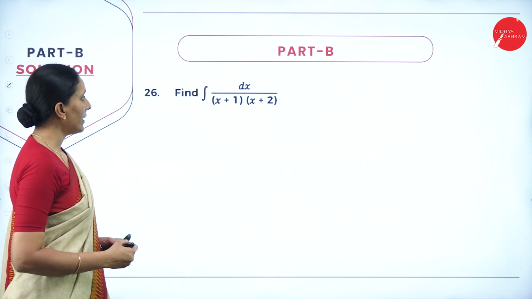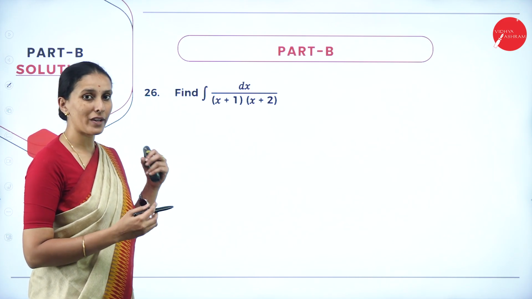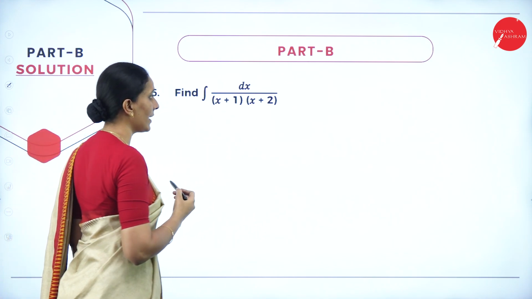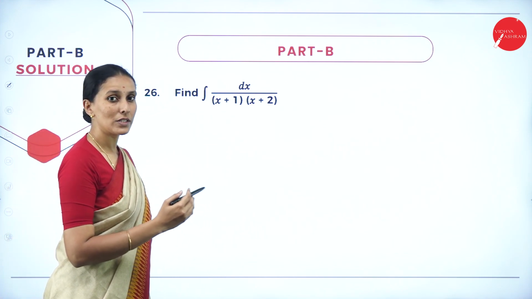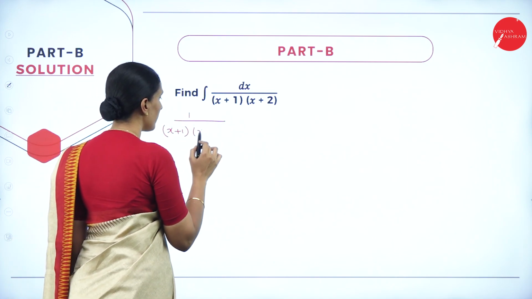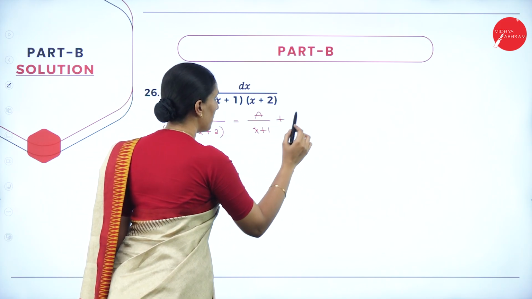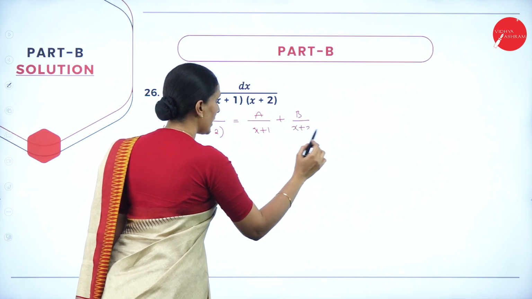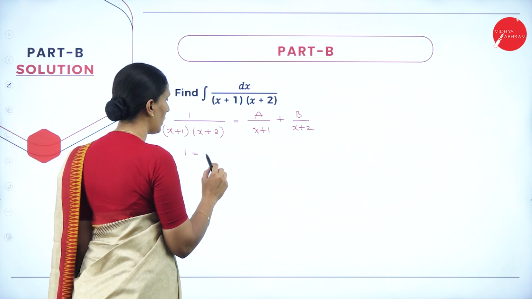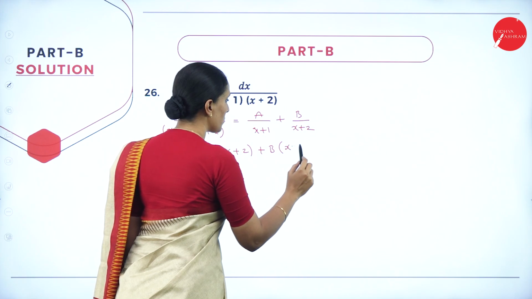Next question, find integral of dx divided by x plus 1 into x plus 2. So this is a question from integration. We have here 1 by x plus 1, x plus 2. First let us reduce this into simple fractions. So we have 1 by x plus 1, x plus 2 is equal to a by x plus 1 plus b by x plus 2. Taking LCM and equating on both sides, we'll get 1 is equal to a into x plus 2 plus b into x plus 1.